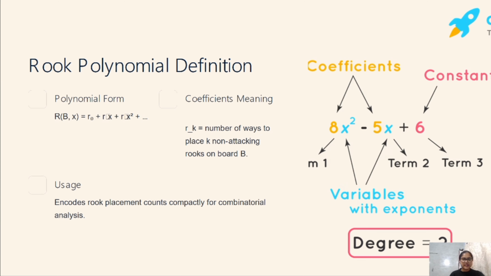And the degree of this polynomial is nothing but the maximum number of non-attacking rooks that can be placed. The usage of this is that it encodes rook placement counts compactly for combinatorial analysis.